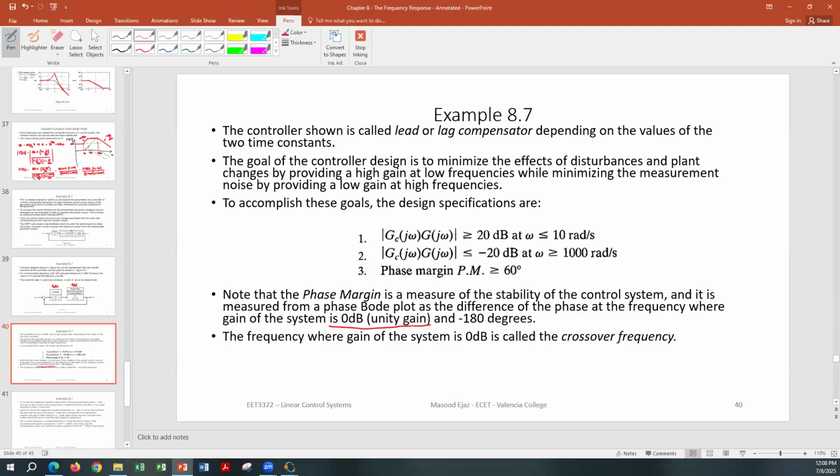So phase margin is the phase at the frequency where your magnitude, let's say of GC G, is 0 decibel, minus negative 180 degrees. That's the phase margin. The frequency where the gain of the system becomes 0 decibel is called the crossover frequency.